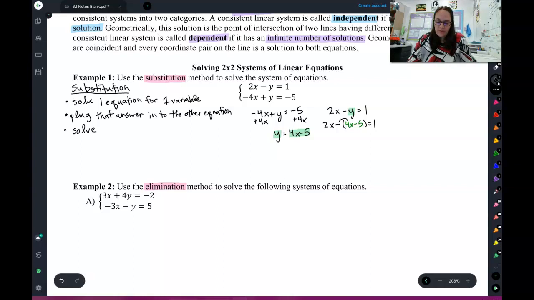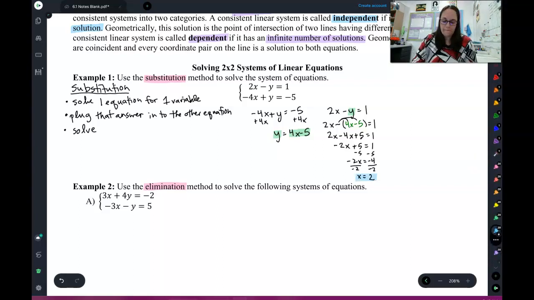Now I can distribute this negative. So I get 2x minus 4x plus 5 equals 1. And I can solve this like any equation since 7th grade. 2x minus 4x is negative 2x, and then plus 5 moves over as minus 5. Negative 2x equals negative 4. Divide by negative 2, and I get x equals 2. So that is my first answer. I know that x is 2.